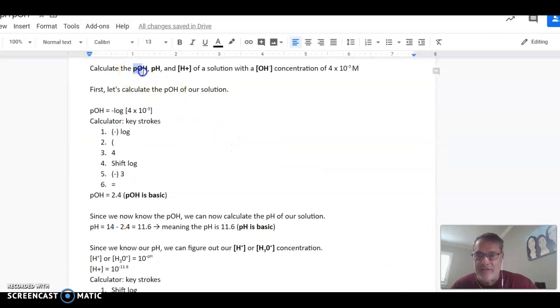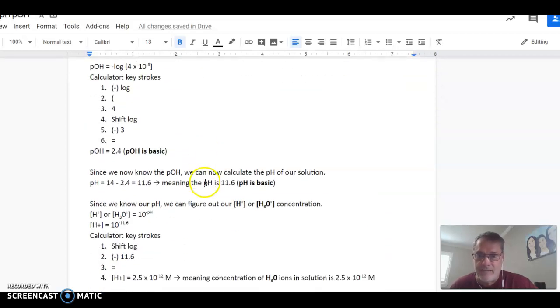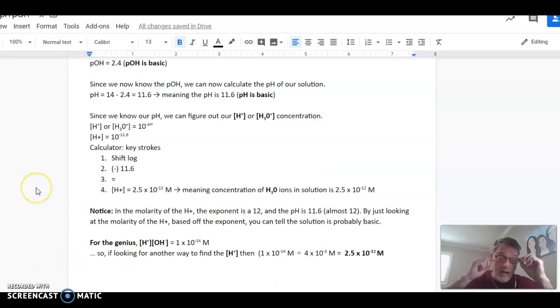So we got our pOH figured out, and we have our pH figured out. So all we're left with now is to figure out these hydroniums, these H pluses, how many of them are floating around in the solution. Okay, so here's the formula for it. So we're trying to figure out the H plus.